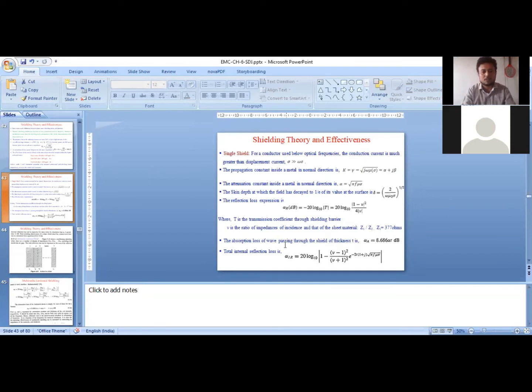Similarly, absorption loss is 20 log of 1 minus reflection coefficient into e raised to minus gamma t. What is gamma? Alpha plus j beta. What is alpha and beta for good conductor? They are under root pi f mu sigma. t is nothing but the thickness of the wave. We are talking about internal reflection happening from the shield.